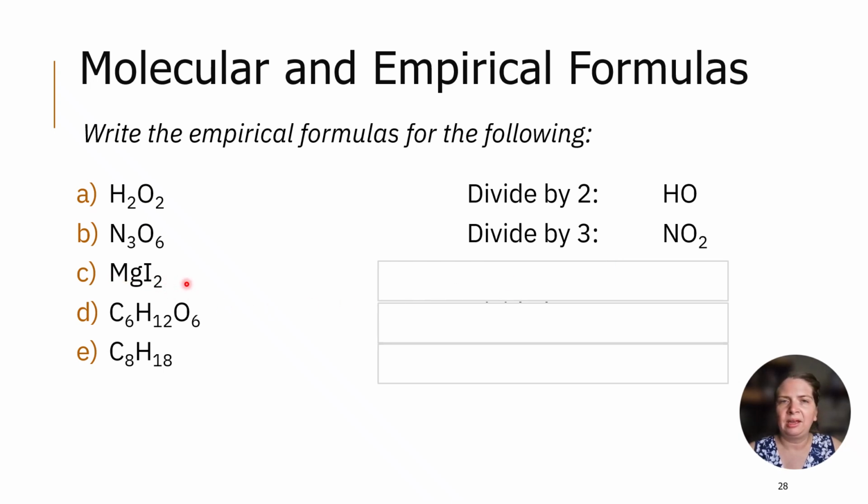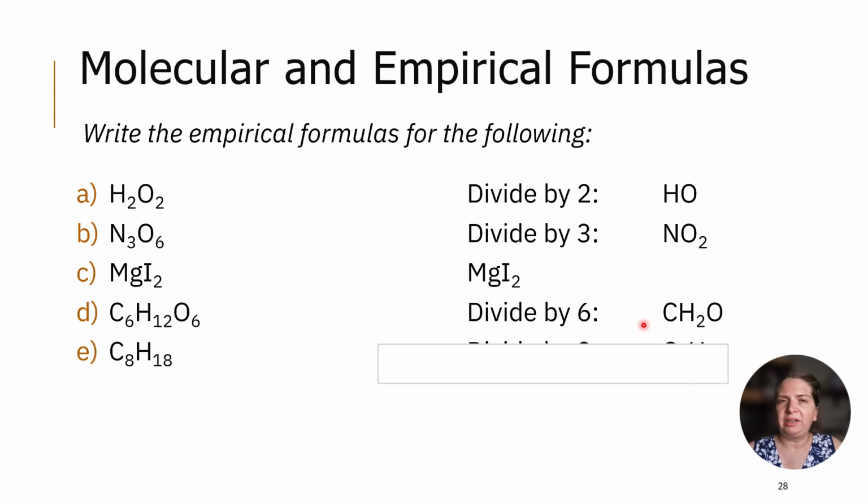MgI2. The subscripts are 1 and 2. There is no common factor that can simplify these subscripts, so it is already in the lowest whole number ratio. The empirical formula is MgI2. C6H12O6. This is the chemical formula for glucose. All three subscripts are divisible by 6. Dividing each subscript by 6 gives us an empirical formula of CH2O.